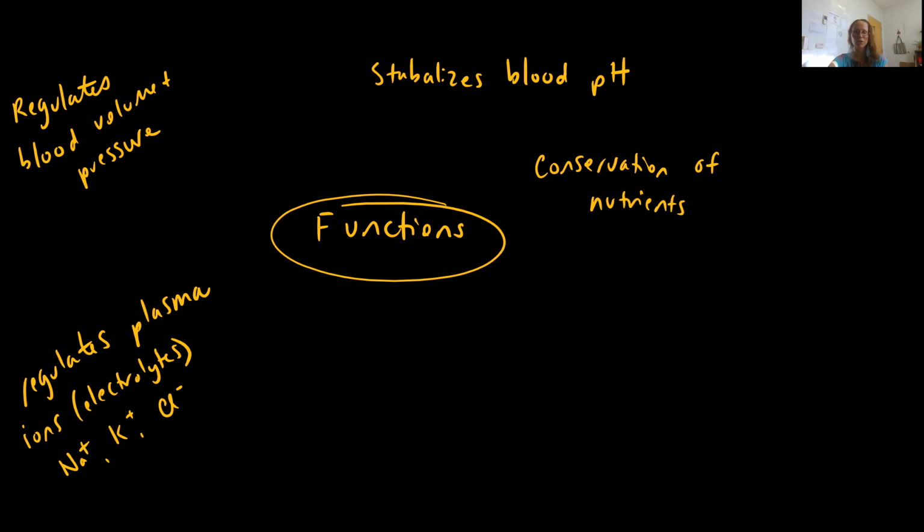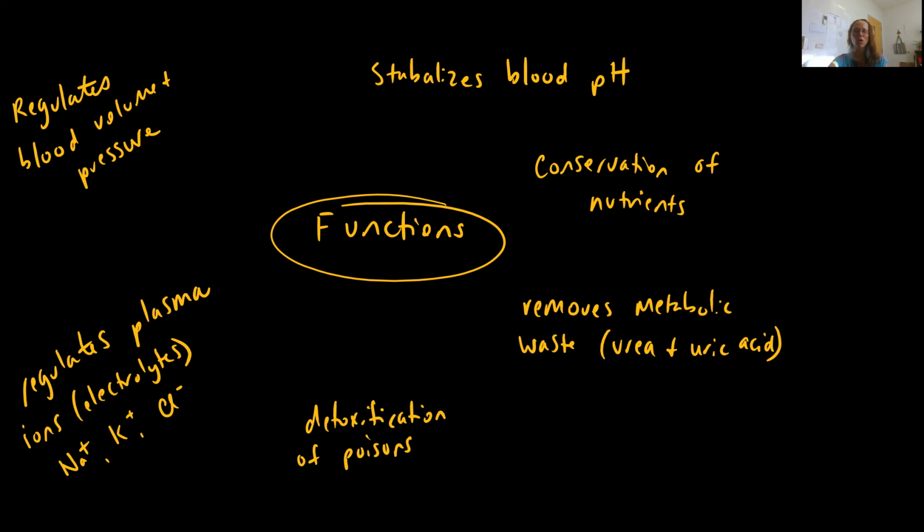And then another important function is the conservation of nutrients. So instead of letting those key molecules, glucose and amino acids and fatty acids, become part of the urine, we'll see that there's one whole section of the kidney that's going to be involved in reabsorbing those things back into the bloodstream. We do see that the kidney is important in removing metabolic wastes such as urea and uric acid. And also the kidney assists the liver in the detoxification of different poisons.